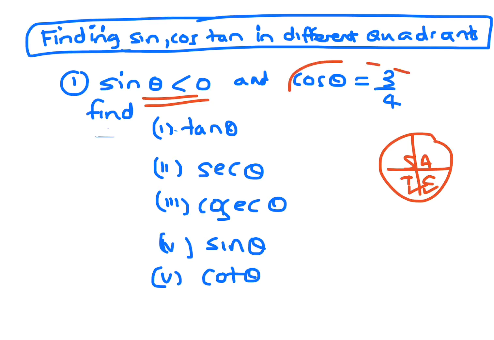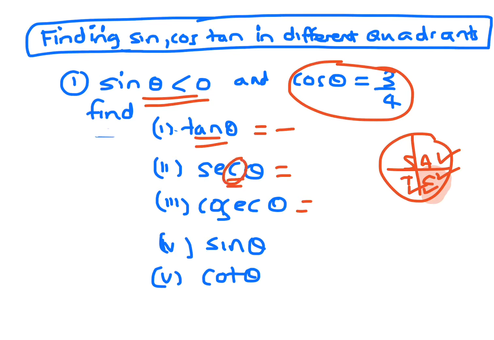Cos is equal to 3/4. That means cos is positive. That'll be in 1 and 4. That means where both these things happen together will be in quadrant 4. So that means that in quadrant 4, first of all, tan will be negative because that's only cos is positive.